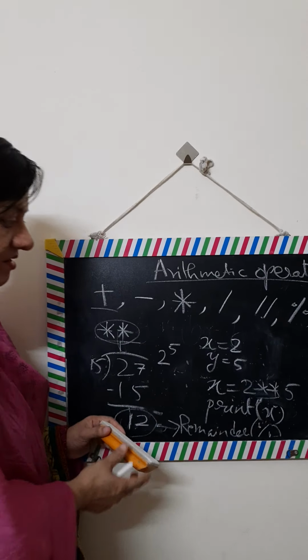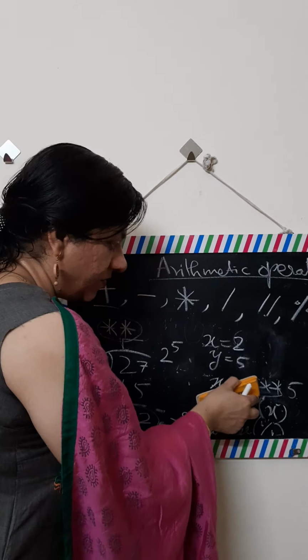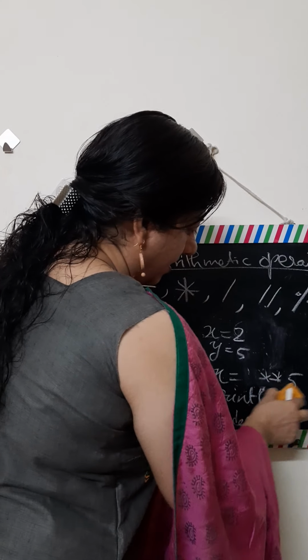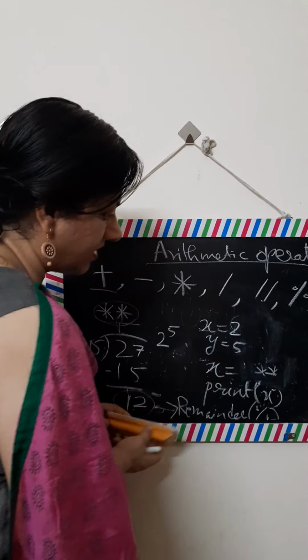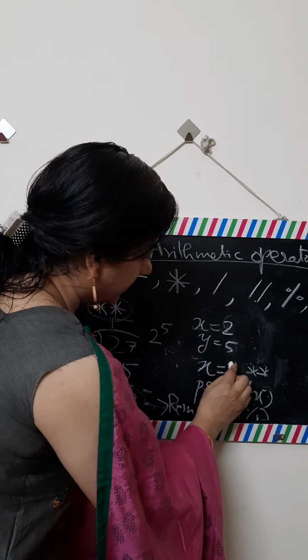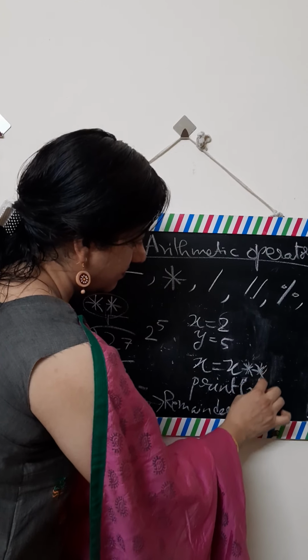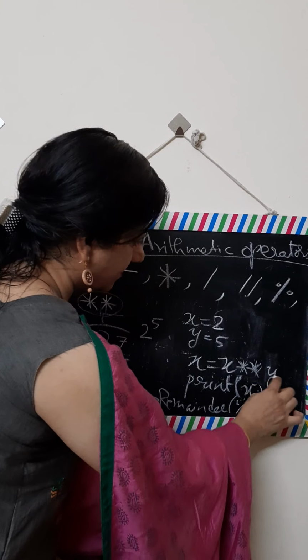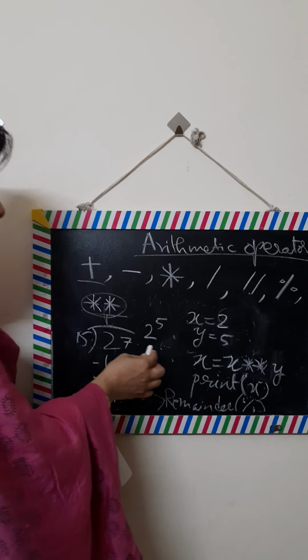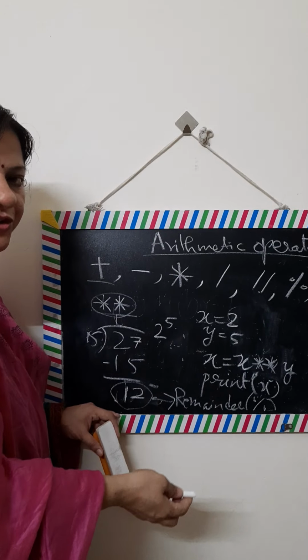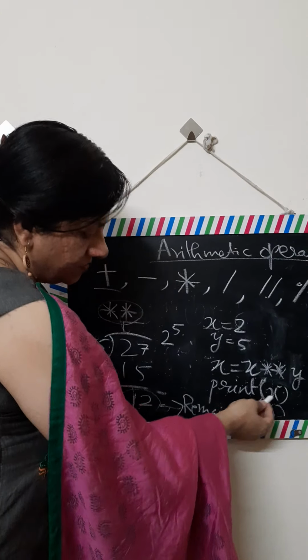Exponents. Fine? But here I am not making it as a hard coding. I am giving the variable names or the identifiers. I am giving x, double asterisk, and y. That means 2 to the power of 5 will be 32. So it says print 32.